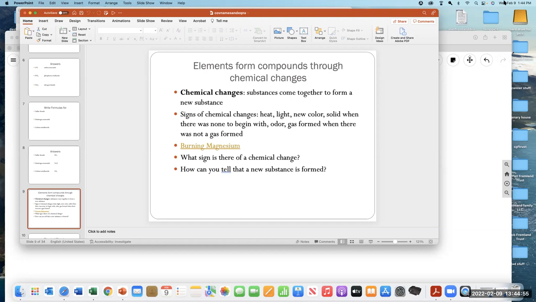Let's see. So then this part. When elements form compounds, we talked about chemical changes before. Remember, in a chemical change, you're forming new substances. And that's when chemical bonds are broken and formed. I'm going to go to the slideshow because we'll watch this little short video. Videos don't work unless you're in slideshow mode.